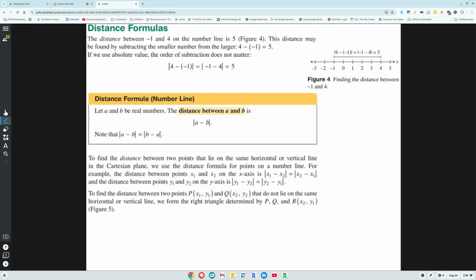And the distance between points y1 and y2 on the y-axis is the same exact idea. y sub 1 minus y sub 2 is equal to the absolute value of y sub 1 minus y sub 2, which is equal to the absolute value of y sub 2 minus y sub 1.